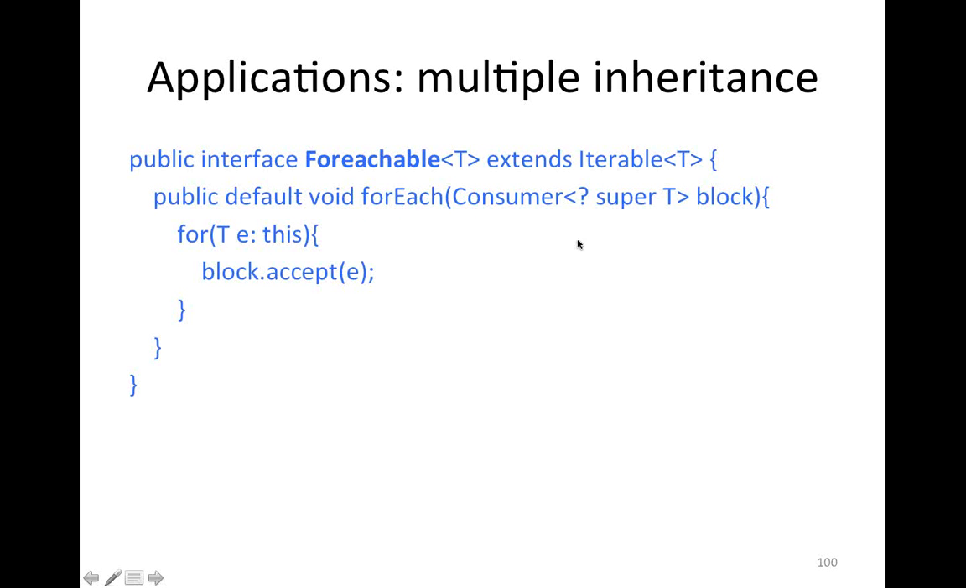Next, we can define another interface, Traversable, that defines a forEach method to execute a piece of functionality on each element of a list.